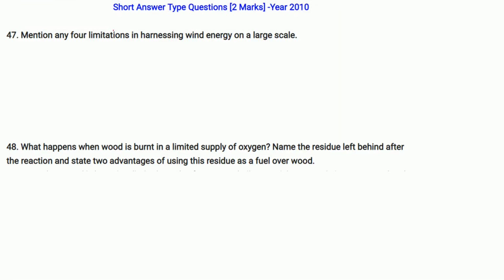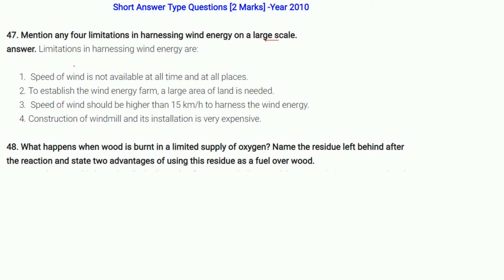Mention any 4 limitations in harnessing wind energy on a large scale. So the limitations of harnessing wind energy: first of all, the speed of wind is not available at all times at all places. So this is the first drawback, a natural drawback. To establish a wind energy farm, a large area of land is needed. Speed of wind should be higher than 15 km per hour to harness the wind energy.